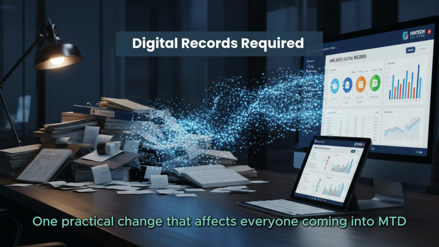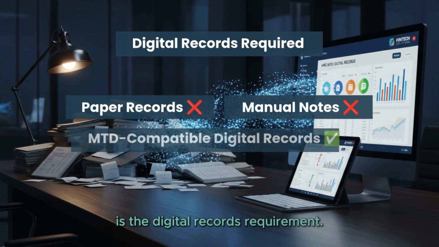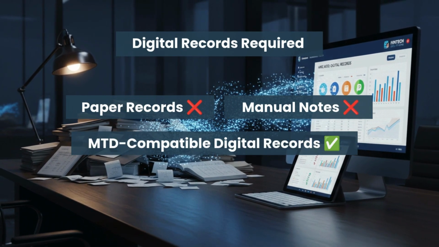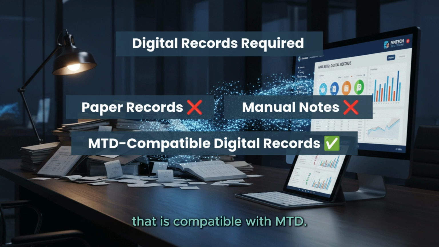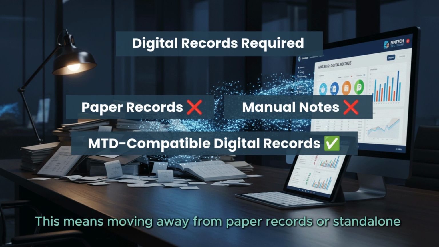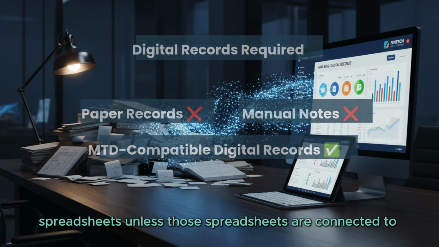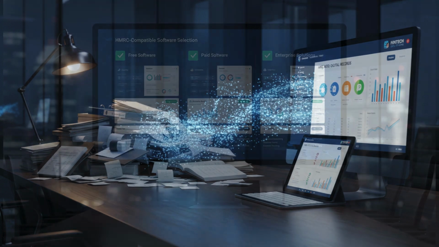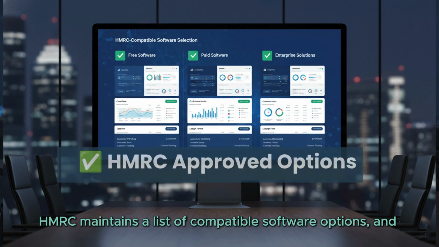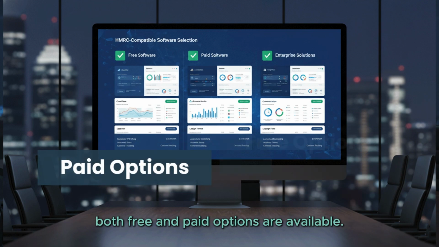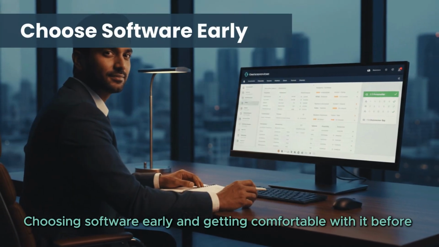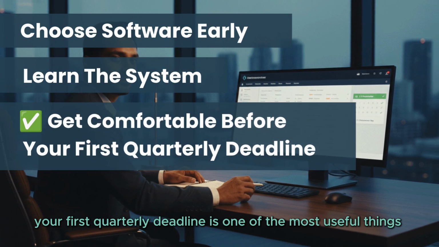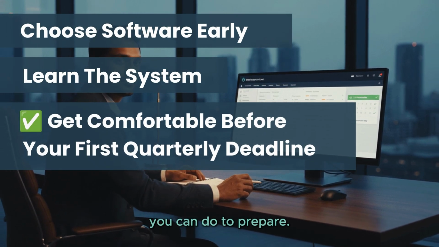One practical change that affects everyone coming into MTD is the digital records requirement. HMRC says you must keep your records digitally using software that is compatible with MTD. This means moving away from paper records or standalone spreadsheets unless those spreadsheets are connected to approved bridging software. HMRC maintains a list of compatible software options, and both free and paid options are available. Choosing software early and getting comfortable with it before your first quarterly deadline is one of the most useful things you can do to prepare.